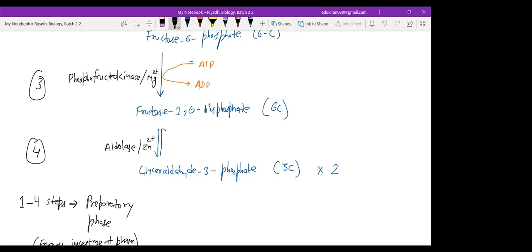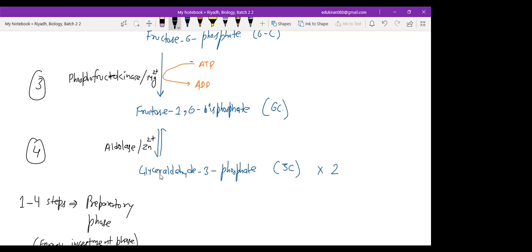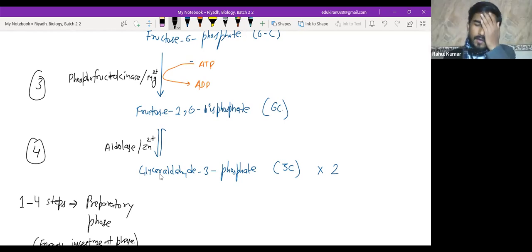Yes, sir. So in step number 3, fructose 1,6-bisphosphate had 1 phosphate on the first carbon and the other phosphate on the 6th carbon. So if you break it from the center, you can make glyceraldehyde 3-phosphate, where both molecules have the phosphate on the 3rd carbon, because the glyceraldehyde end is towards the center. Is it clear? Yes, sir. The first 4 steps are easy. The next steps are called the payoff phase.